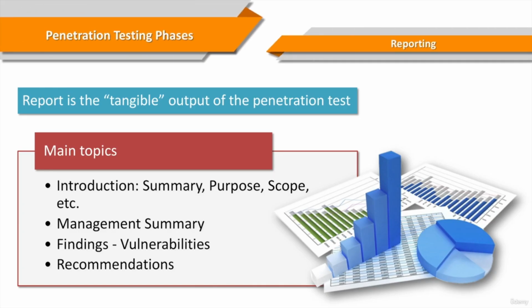The report is the fruit of the pen test. It's the outcome of the actions you performed throughout the pen test. A pen test report typically consists of the following sections. An introduction: what's the purpose, the scope, and the duration of the test? A management summary: the screenshot of the IT system to show how vulnerable it is. The findings section that lists all of the vulnerabilities found during the pen test. And the recommendation section includes just how the owner can harden the system.